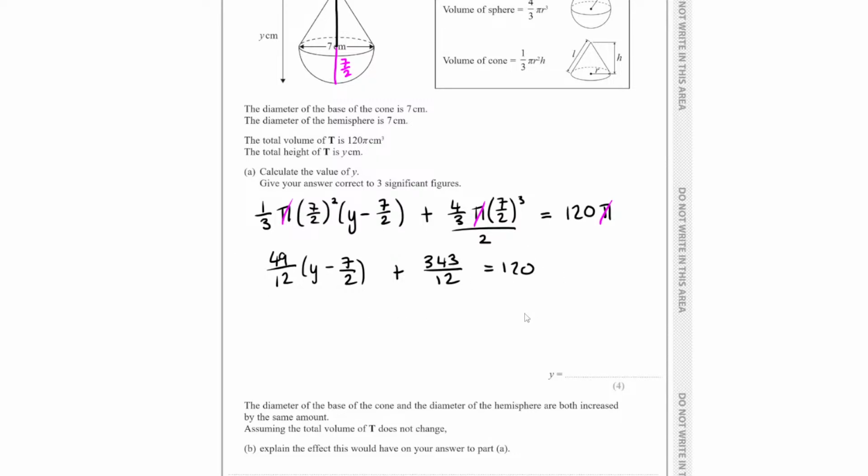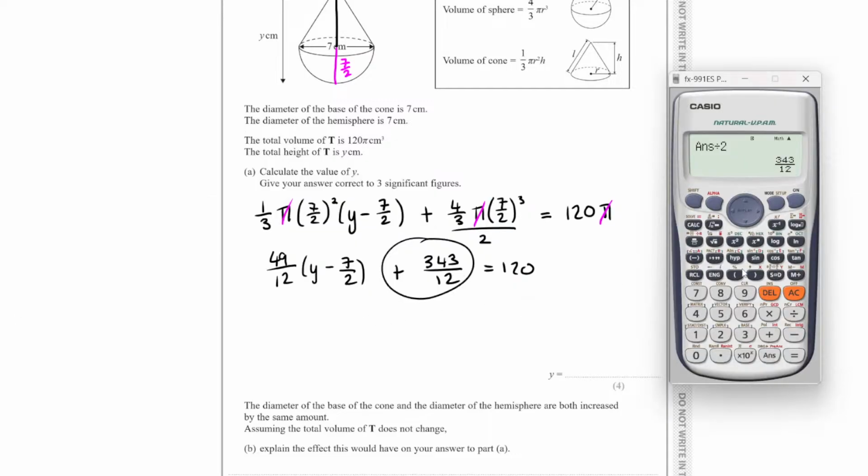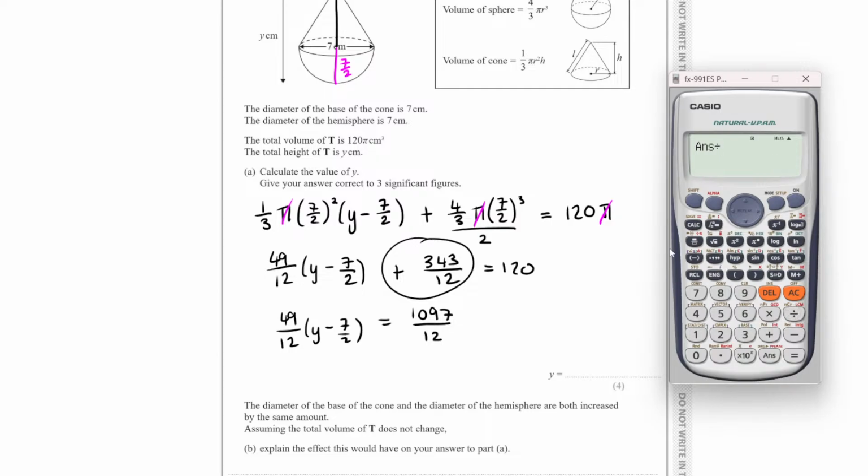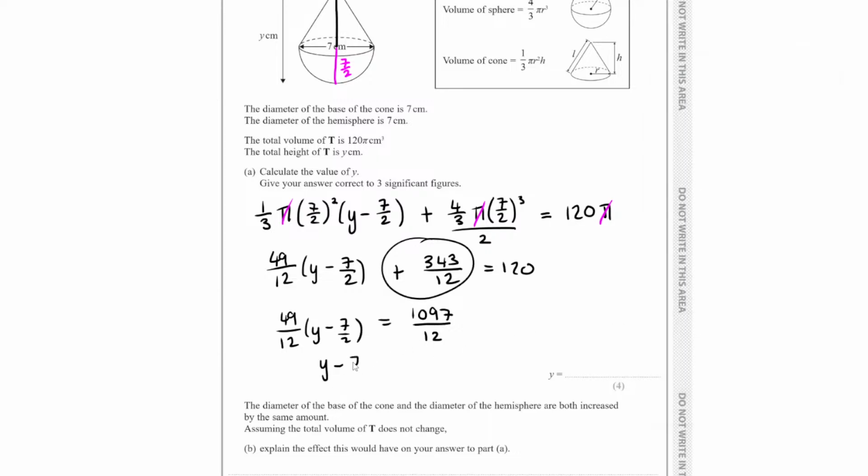So we're getting there slowly. So I'd probably subtract this one across, I think. So 120 minus my answer, 1097 over 12. They're not nice numbers. It doesn't really inspire much confidence that you've got it right, to be honest. Normally the numbers are a bit nicer than this, but it's fine. So we've got this. Then I would probably divide by the 49 over 12. So divide that. Just use your answer button to copy it across by 49 over 12, which is 1097 over 49. And we're almost there.